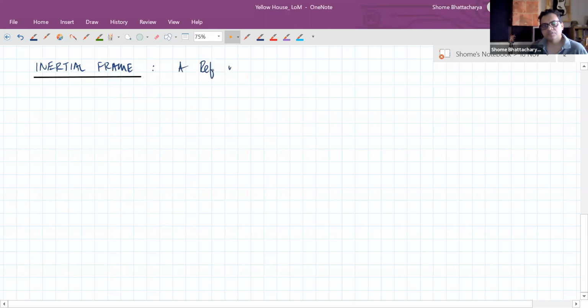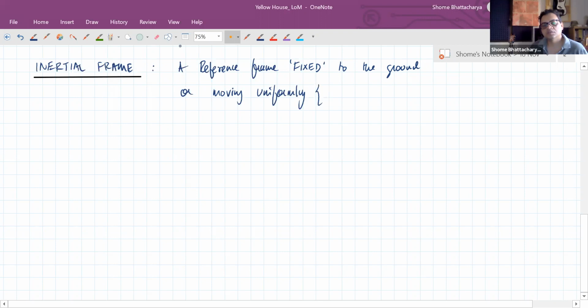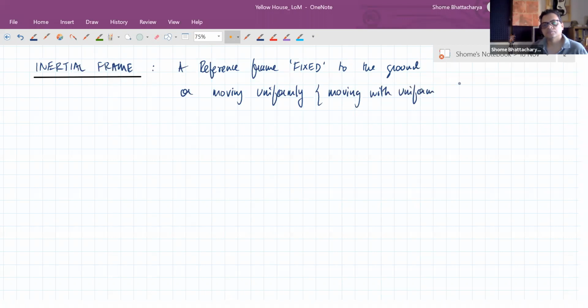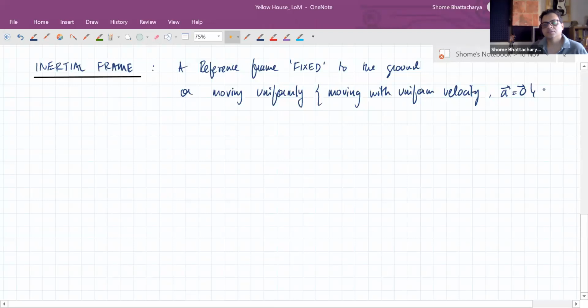So a reference frame fixed to the ground or moving uniformly, that is, moving with zero acceleration with respect to the ground, is called an inertial frame.